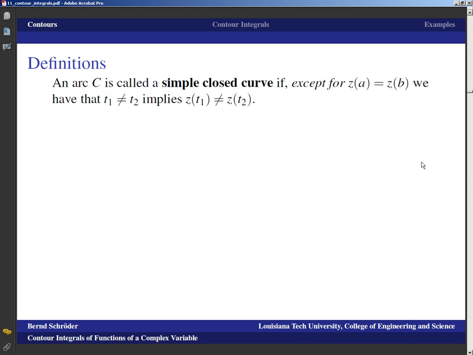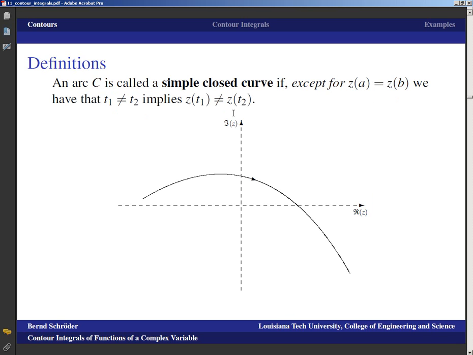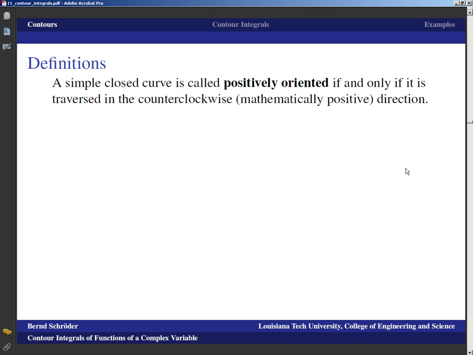An arc is then called a simple closed curve if, except for the fact that the starting point is equal to the ending point, we have that t1 not equal t2 implies z of t1 not equal z of t2. So that means we've got an arc, and that arc closes back up no matter how crazy it acts, as long as it doesn't self-intersect except that the starting point is equal to the ending point. That's a simple closed curve.